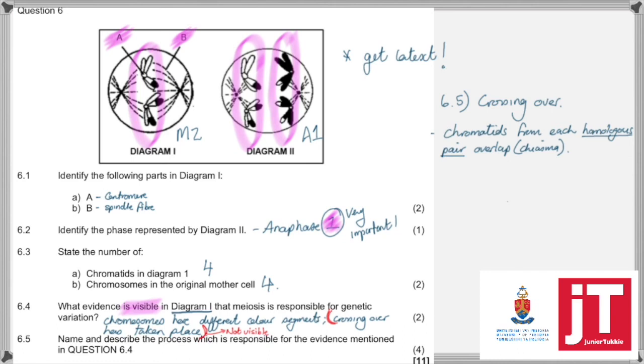There's a couple of important points to remember here. 1, we're talking about chromatids between homologous pairs that overlap. And we call the process crossing over. DNA segments are exchanged in this process.